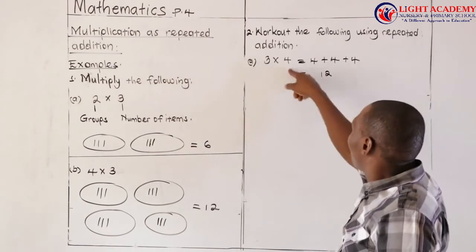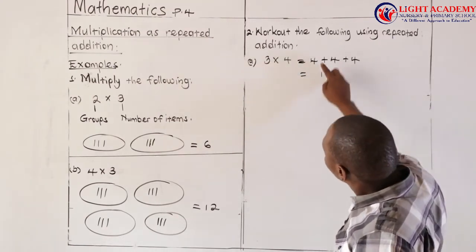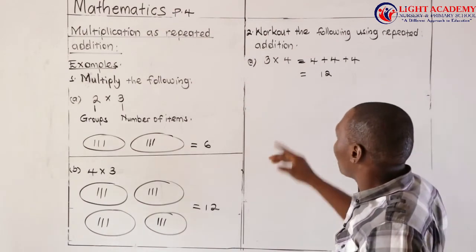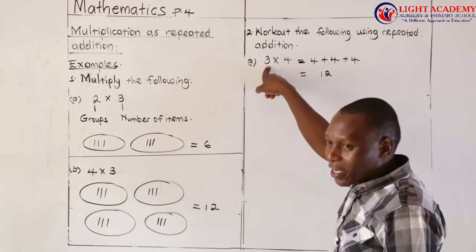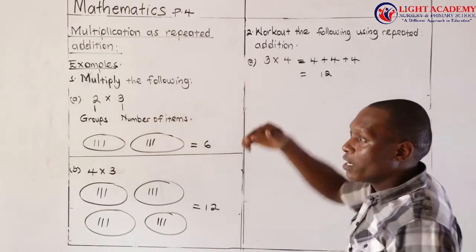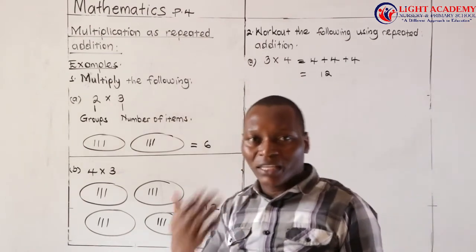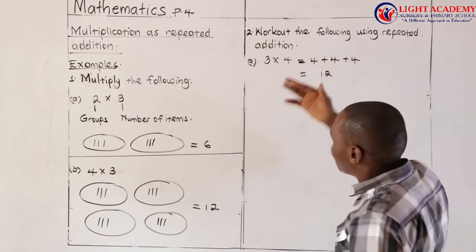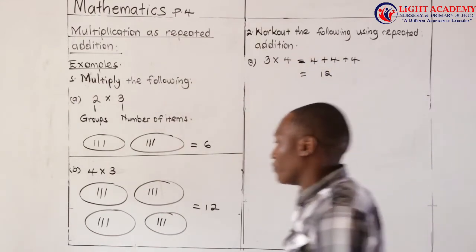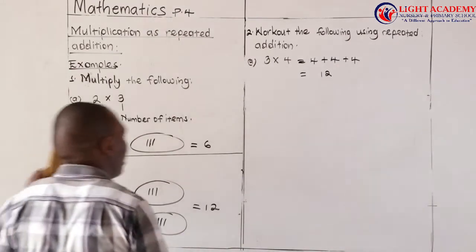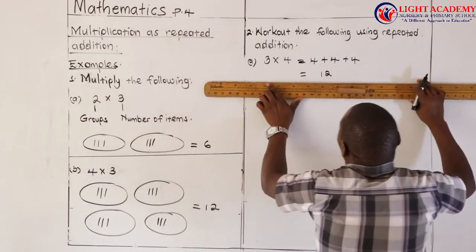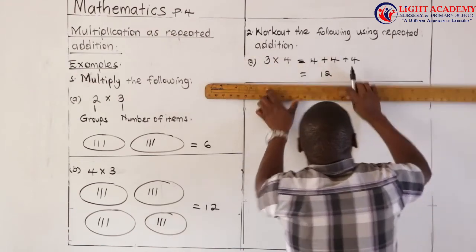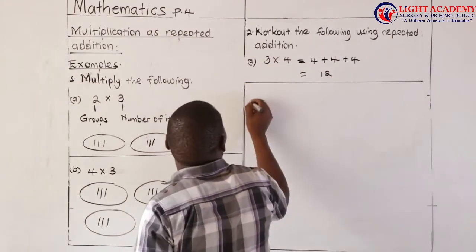So 3 multiplied by 4 means I'm having 4 for 3 times. I've said the first number talks about the groups. The second number tells us the number of items per group. So these are 4 for 3 times. Okay? That is the first example of that kind. Alright. The next one, I can use another one.